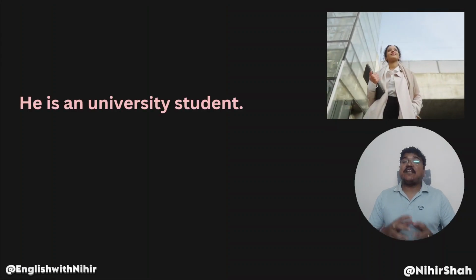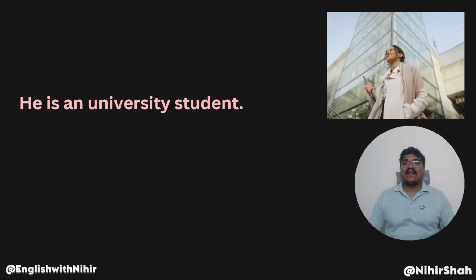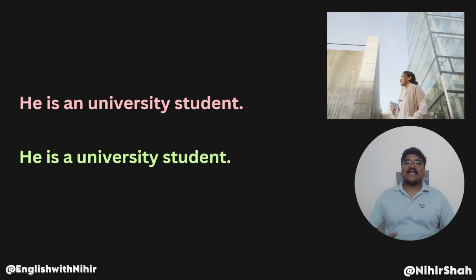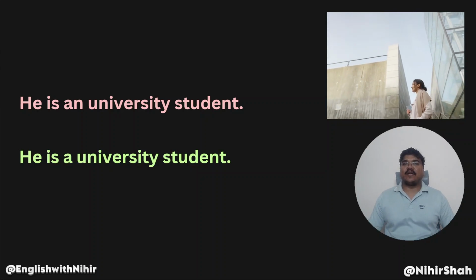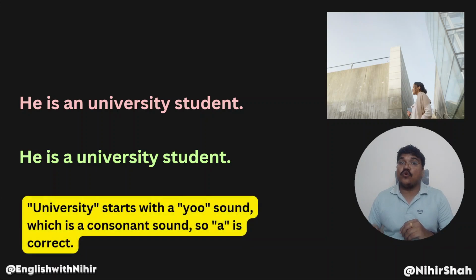He is an university student. Can you find the mistake here? An university student. Think about it. The correct answer is he is a university student. Why? Because university starts with U, but its sound starts with a consonant. Hear the sound U. That's why we have used a here. Okay. So for a consonant sound, a will be used, and for a vowel sound, an will be used.